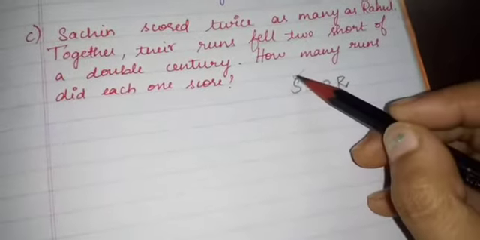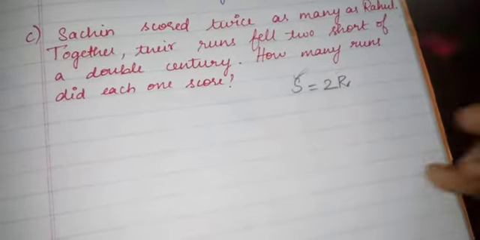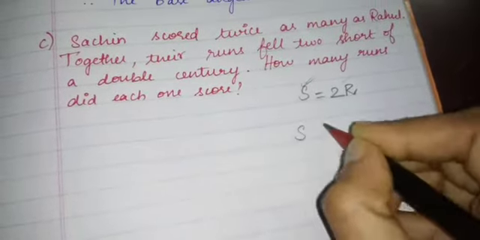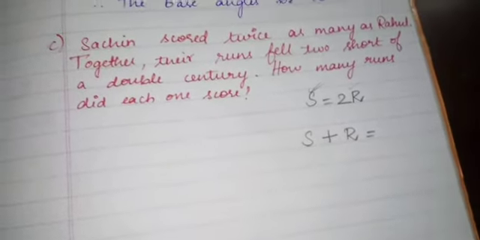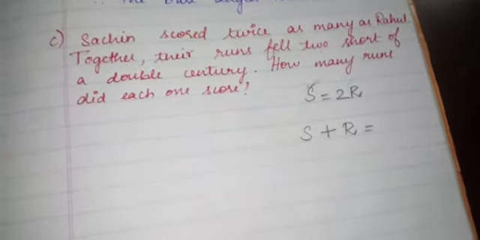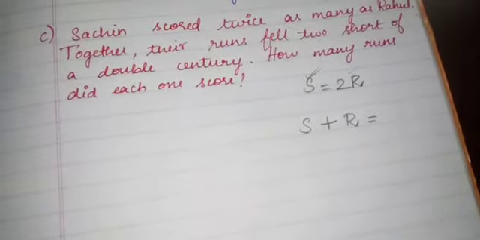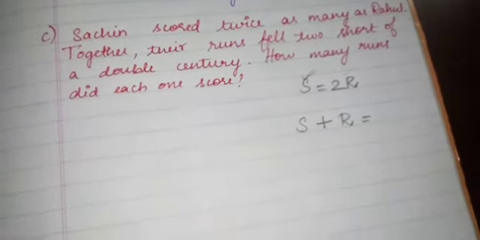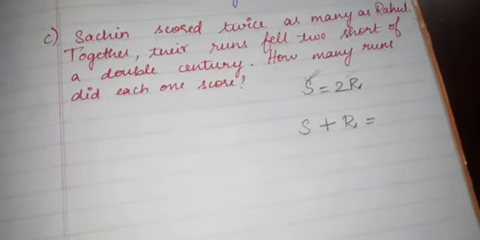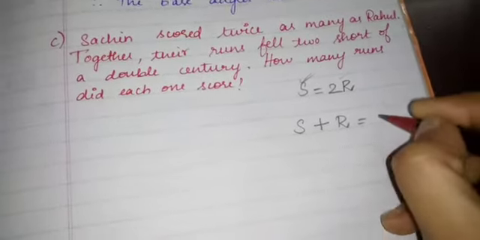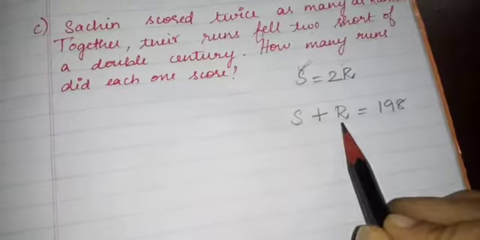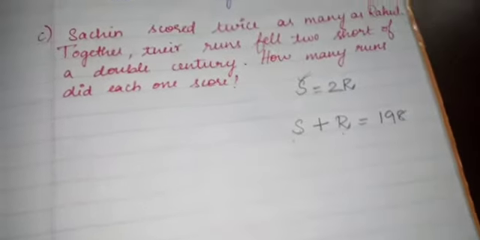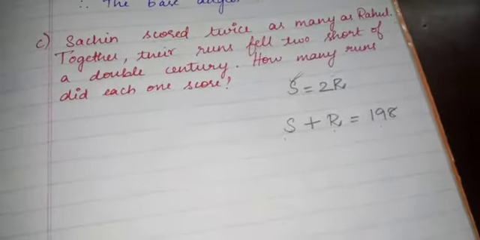If I add Sachin's and Rahul's scores, their total score will be 2 runs less than the double century. What is a double century? 200 runs, right? So from 200 runs, if you take away 2 runs, what is the total? 198. So if I add Sachin's and Rahul's scores, they will get a total score of 198 runs.